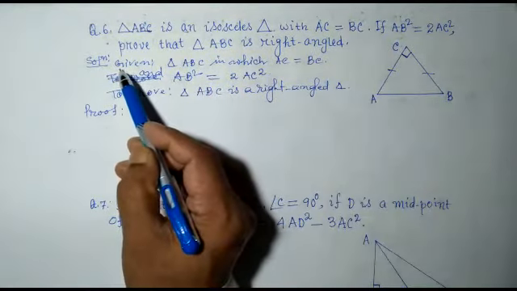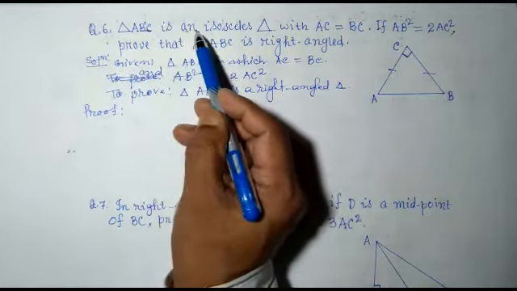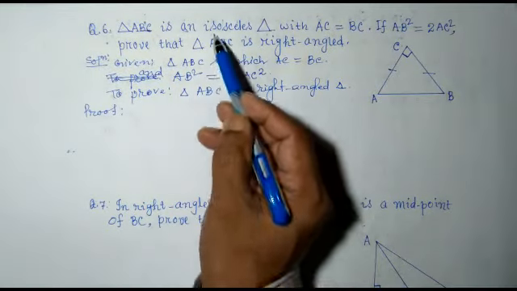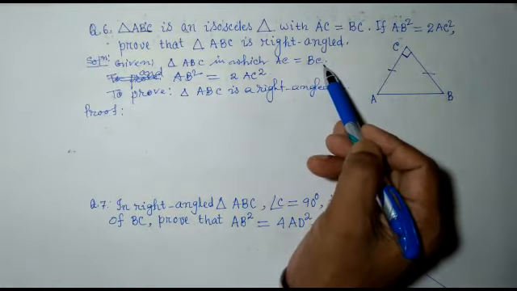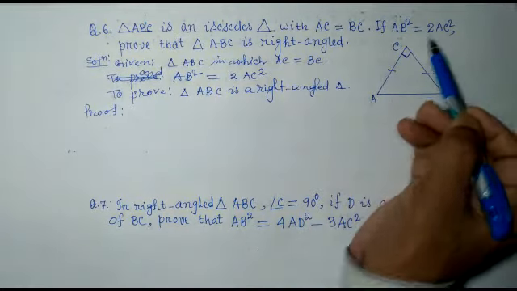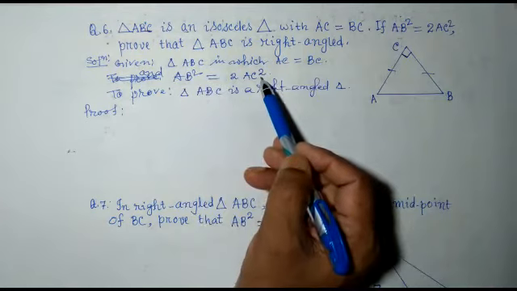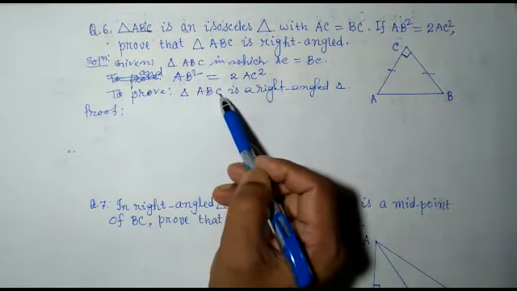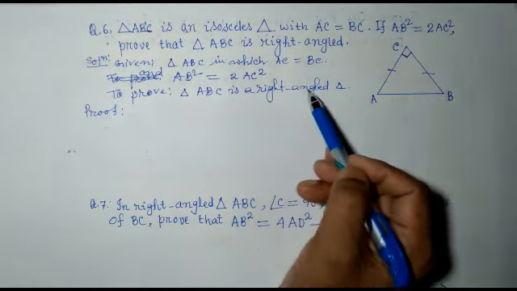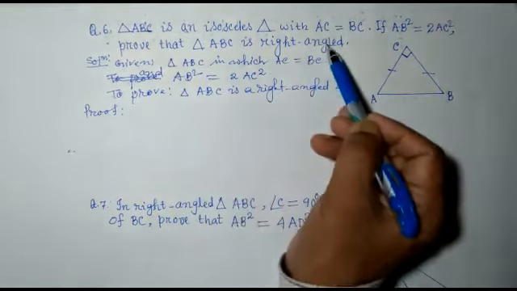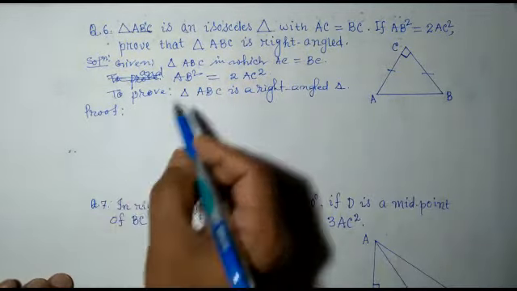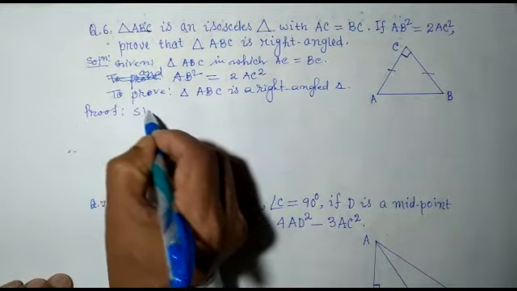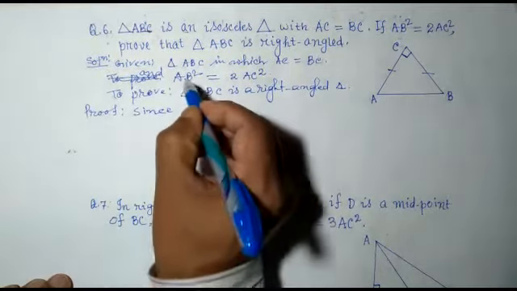So we can write the solution. Given, from the question itself, triangle ABC is an isosceles triangle in which AC equal BC and AB square equal twice AC square. We have to prove triangle ABC is a right angle triangle. Here is the proof that it is a right angle triangle. So we start the proof.